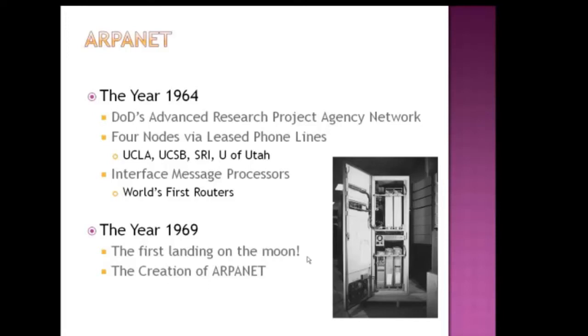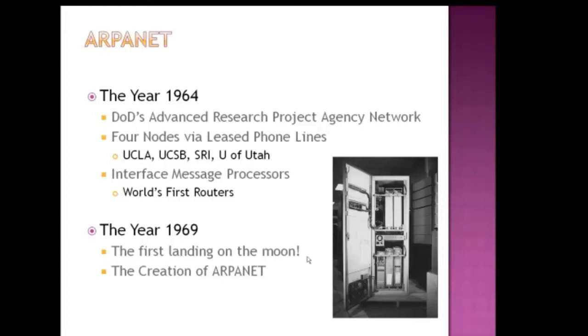Now let's talk about how the internet began. In the year 1964, the DoD's Advanced Research Projects Agency network started connecting computers by hooking them up on phone lines. And the idea was to create the first network of computers from 4 universities, essentially 4 nodes, in such a way that they could share data and information. And these 4 nodes, which were connected by 4 leased phone lines from a telephone company, were the University of California at Los Angeles, UC Santa Barbara, Stanford Research Institute, and University of Utah.